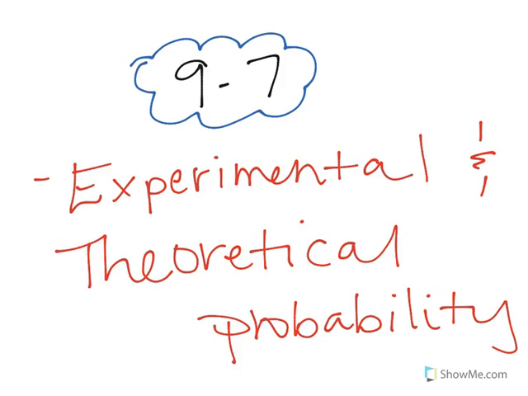This lesson is on section 9.7, experimental and theoretical probability. Now, experimental probability is found using frequencies obtained in an experiment or in a game, and a theoretical probability is the expected probability of an event occurring.